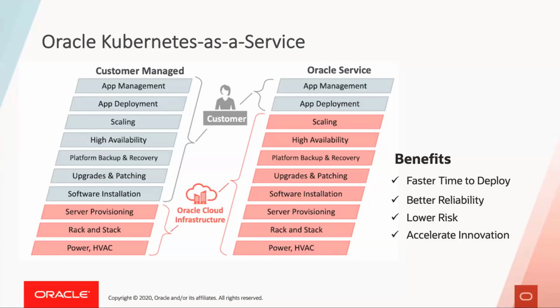There's no vendor lock-in, and there's no need to re-architect your application when moving from an on-premise Kubernetes deployment to the cloud. If you look at the left versus the right on this particular slide, OKE is offered as a managed service. And that managed service, from an Oracle perspective, manages scaling, high availability, upgrades, patches, software installation, basically everything from an infrastructure perspective.